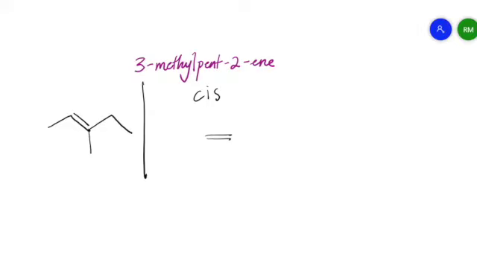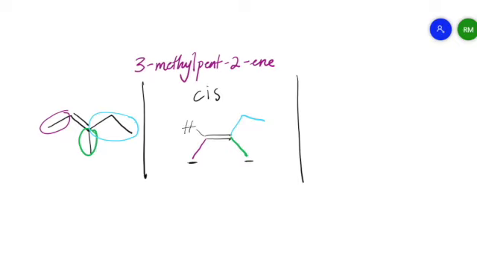Now from here, if I look at this group, it comes down here. Now let's look at this group. This one comes down here. And lastly, we have this, which comes up here. So that's how you would draw the cis isomer. And you can see that it's cis because this group and this group are the same, whereas this group, which would just be a hydrogen essentially, and this group are different.